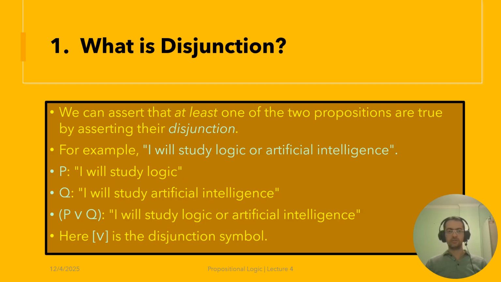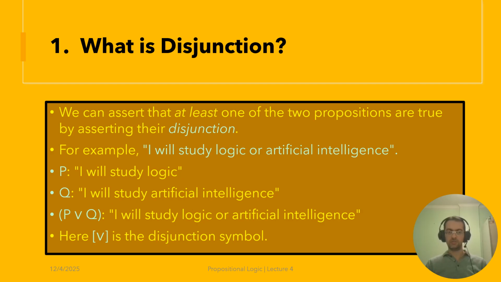Okay, let's start with the first question. What is disjunction? We can assert that at least one of the two propositions is true by asserting the disjunction. For example, I will study logic or artificial intelligence. In this example, I've used two simple propositions.